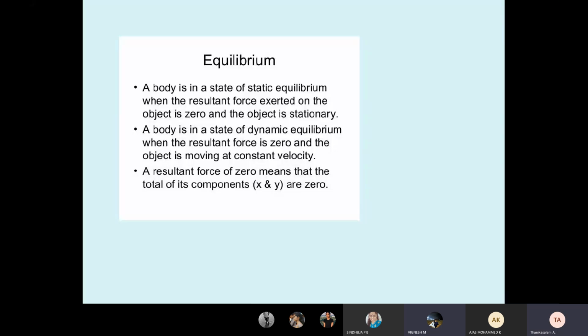See, there are two equilibriums, static equilibrium and dynamic. In static equilibrium, the resultant force acting on the object is 0, and the object is stationary. For example, we are sitting on a chair. Dynamic equilibrium, the fan is now rotating. See here, the fan is rotating, which was previously static. Now the fan is rotating, but it's in equilibrium. How can you see? It's rotating uniformly.